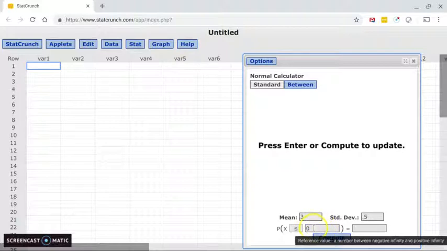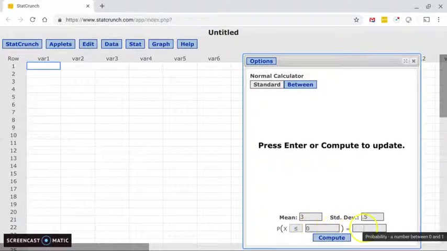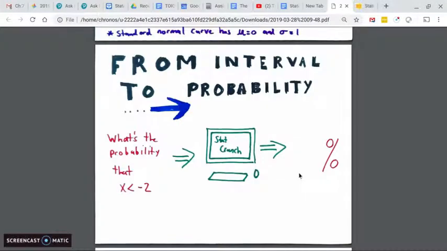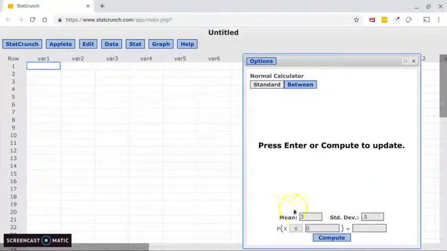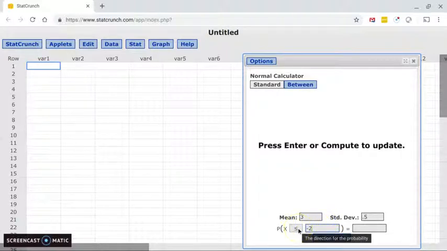Now here's what we're always talking about: this box right here is going to be the value for the random variable, and this is going to be the probability. So what did I say? We wanted to do the probability that x is less than -2. I put that in, and I've got to also control the way the inequality is facing. So this is telling me the probability that x is less than -2.